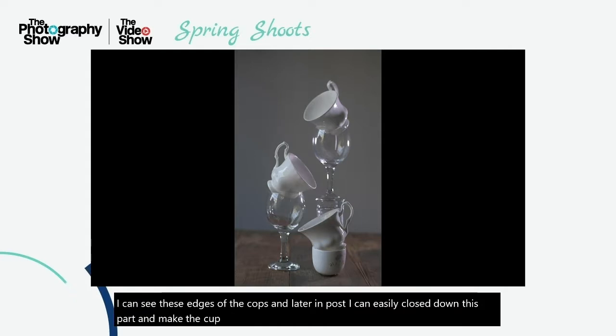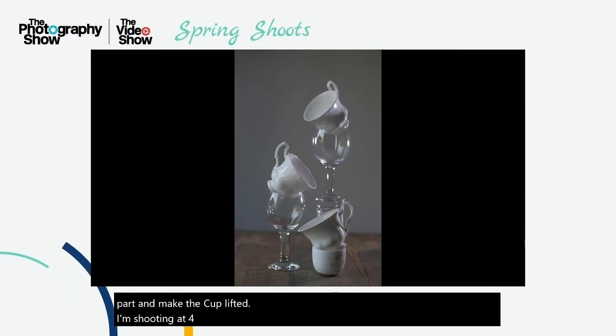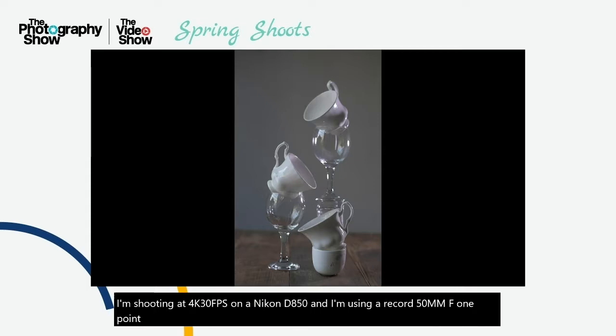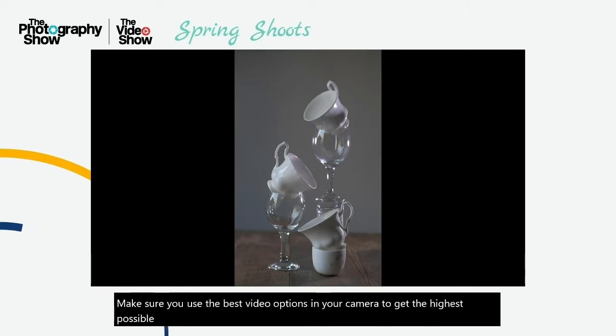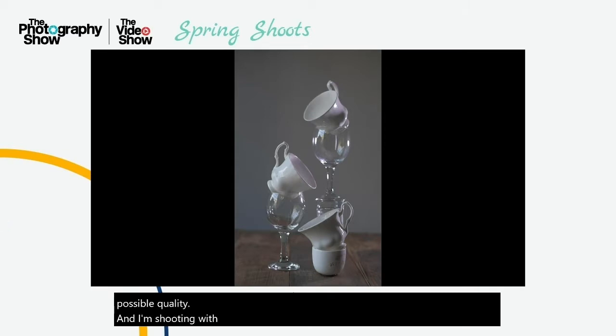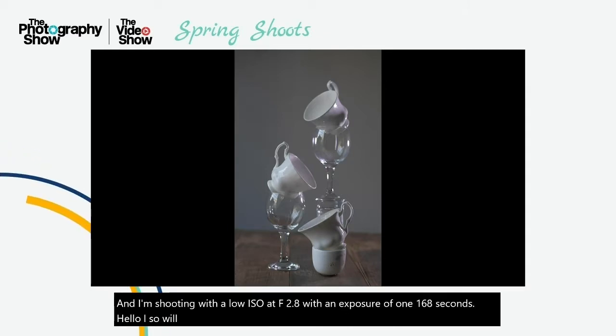I'm shooting at 4K 30 FPS on a Nikon D850, and I'm using a Nikon 50mm f1.8G lens. Make sure you use the best video options in your camera to get the highest possible quality. And I'm shooting with a low ISO at f2.8 with an exposure of 1/160th second. A lower ISO will give less noise and great quality footage to edit in post.